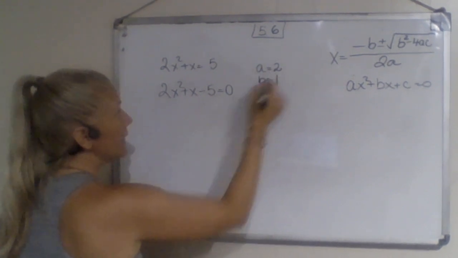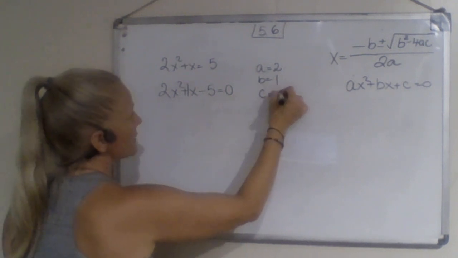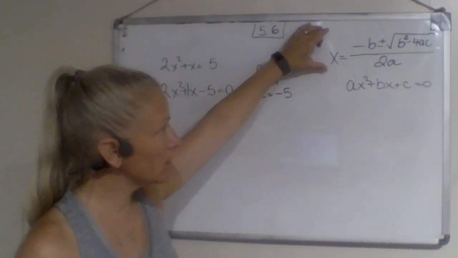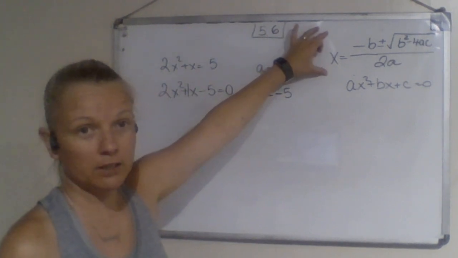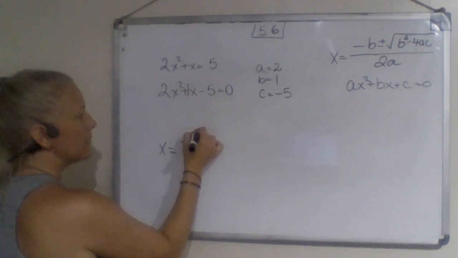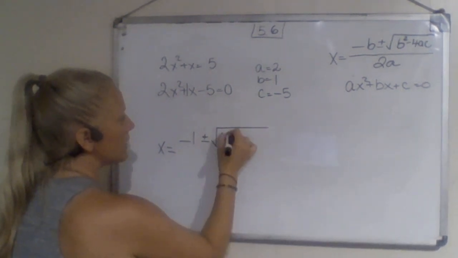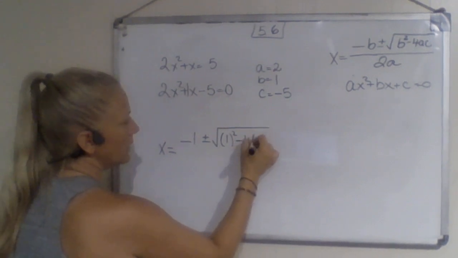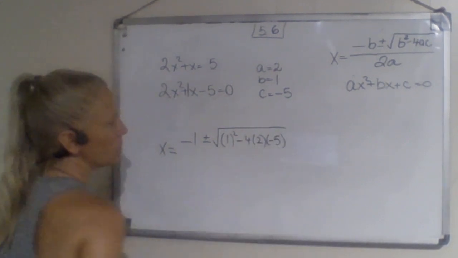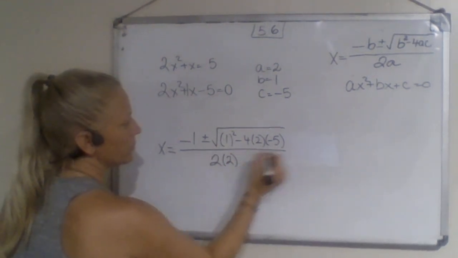B is 1. How do I know that? There's no number in front of it, I can put a 1. C is negative 5. Why do I need this? Because now I can very confidently plug them in here because I know they're defined. x equals negative b, negative 1, plus or minus the square root of 1 squared minus 4 times 2 times negative 5. Please always use parentheses when you plug them in. All over 2 times a, or 2 times 2.